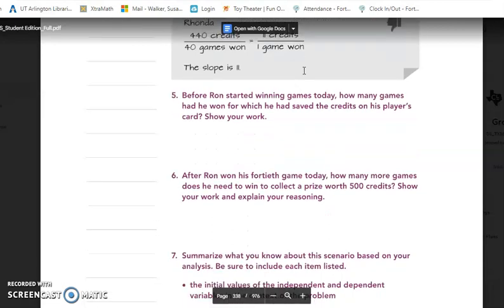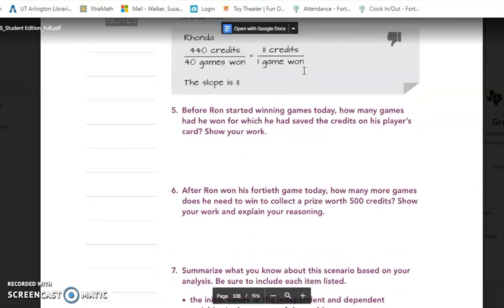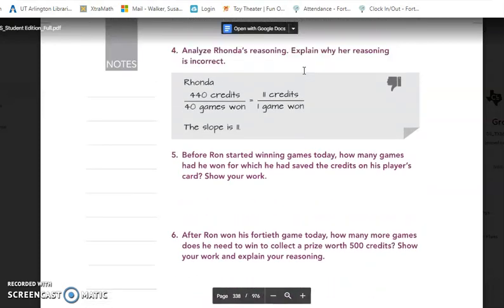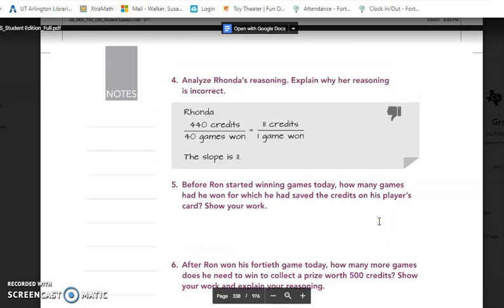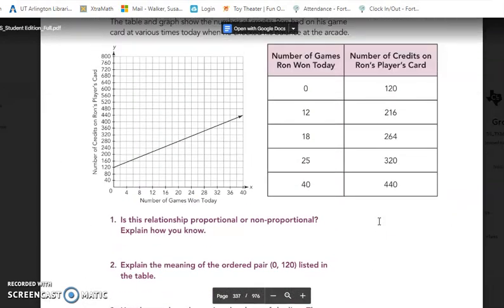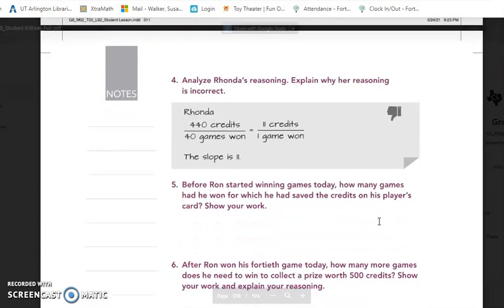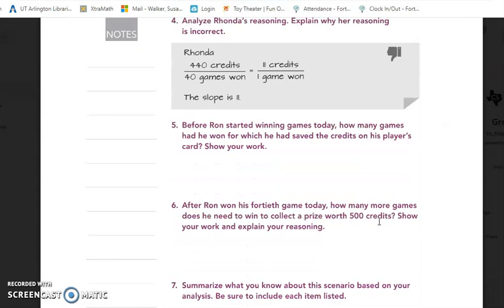So we're going to skip this. Actually, we'll go on and do it. This says, before Ron started winning games today, how many games had he won for which he had saved? So remember, he started with, was it 120? I cannot remember. Let me go back up to the problem. He had started with 120.